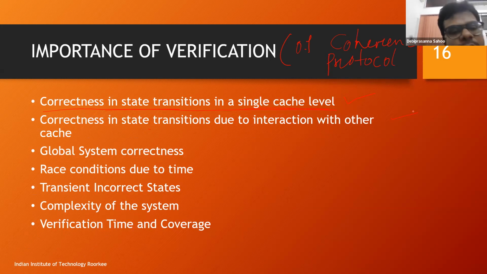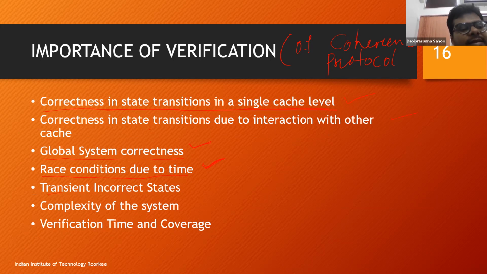Then whatever is happening with the local cache is one thing, but the data correctness should hold with respect to the global system. And there can be race conditions also, because of timing. You might be evicting something, or writing at one point of time, and at the same time I am trying to do something with your data. Let's say I am trying to send a getS or getM signal, while you might be doing a read or a write on the same data item. So there is a race condition about which transaction should be processed first, and we need to handle it.